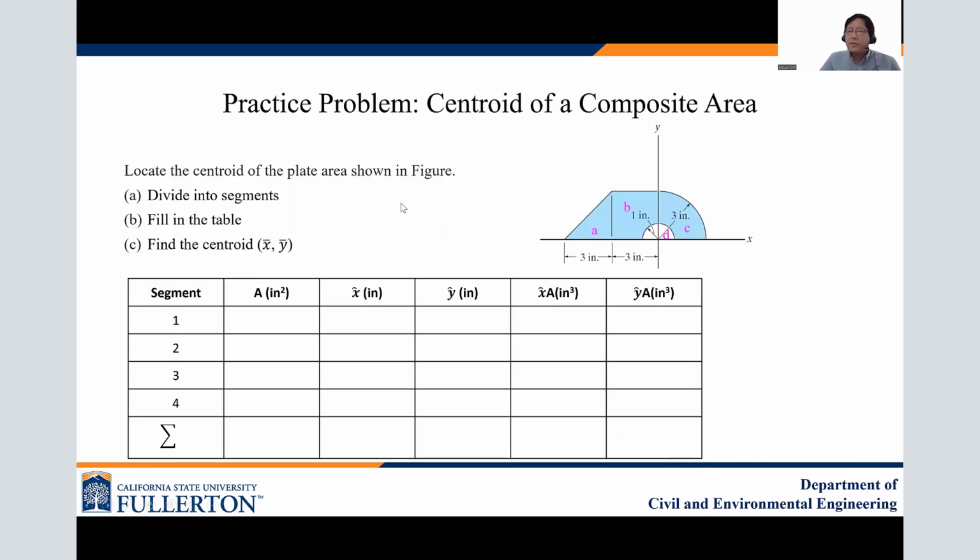And this slide shows the practice problem. This problem asks to determine the centroid of the plate area shown in this figure. To solve this problem, you need to divide it into segments A, B, C, D. There's maybe 1, 2, 3, 4, right? Fill in the table and find the centroid.